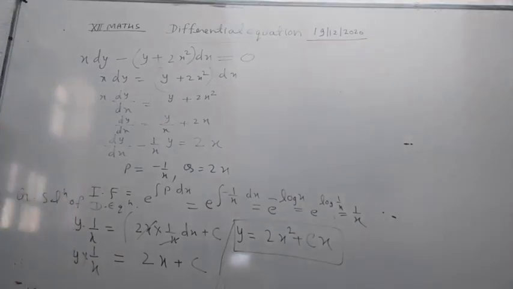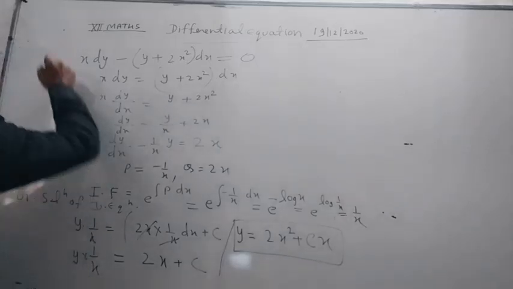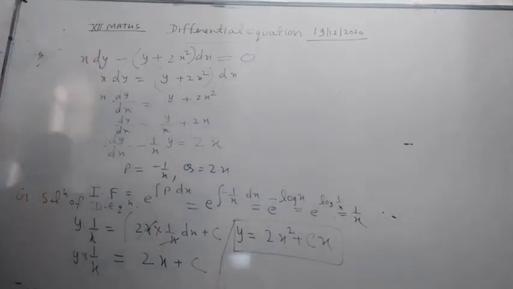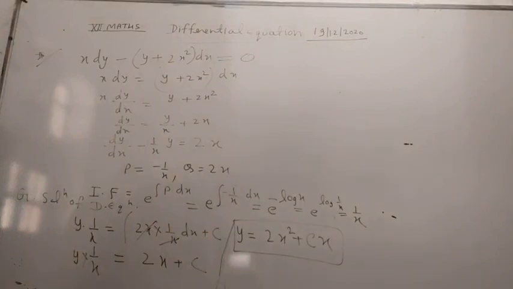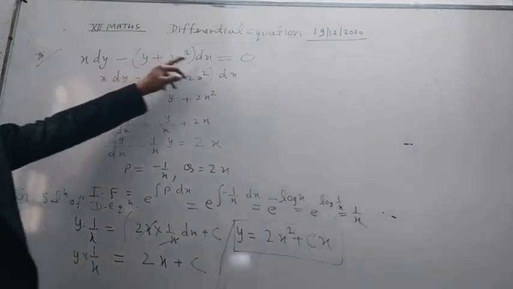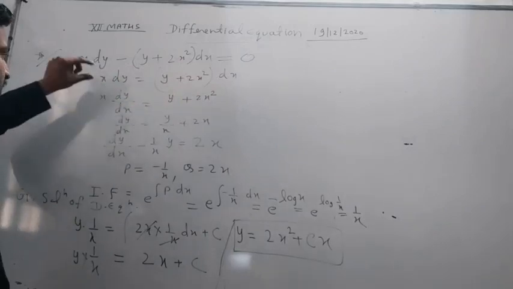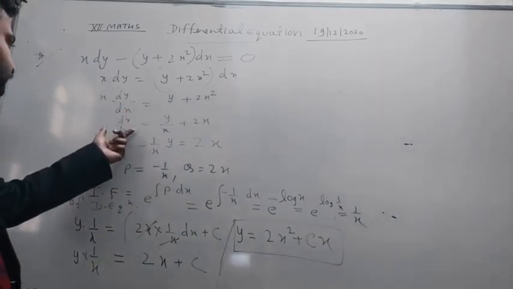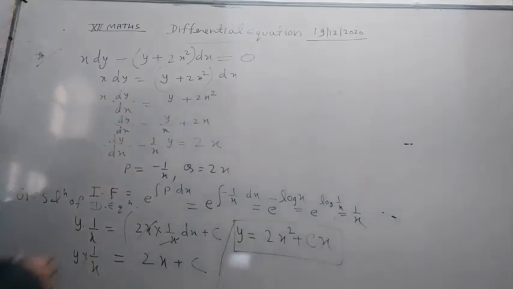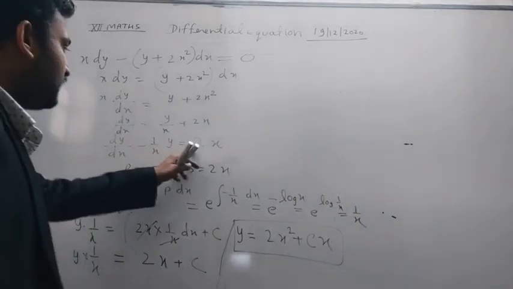Okay, so let's see once again what we have done in this question. The question was given to us that x dy minus y plus 2x square dx is equal to 0, and we have to find out the solution of this differential equation. So first we will check which type of differential equation this is. So we have sent this to the right hand side, taken dy by dx and then divided with x. Okay, so when we divide with x and take this to the left hand side, dy by dx minus 1 by x y is equal to 2x.